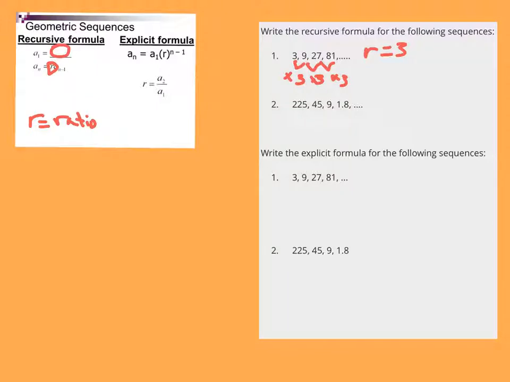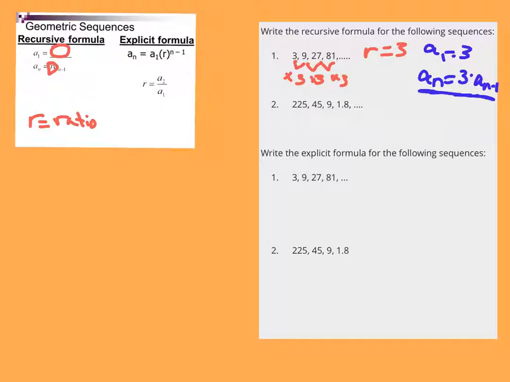So when I go to write out my explicit formula, or my recursive formula, I need to record the first term, and so that is A sub 1 is equal to 3. And then my next term, A sub n, is equal to the ratio, which we said is 3, times A sub n minus 1. So basically what this says is that my next term is equal to 3 times my previous.